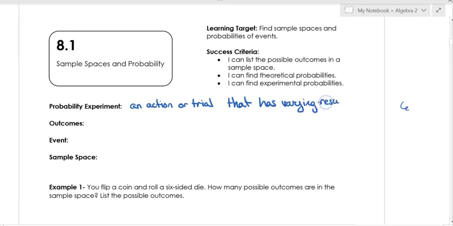Like flipping a coin or drawing a card or spinning a spinner, the results vary. The possible results are called outcomes. So if you flip a coin, you could have heads or you could have tails. Those are the outcomes. The event is a collection of one or more outcomes.